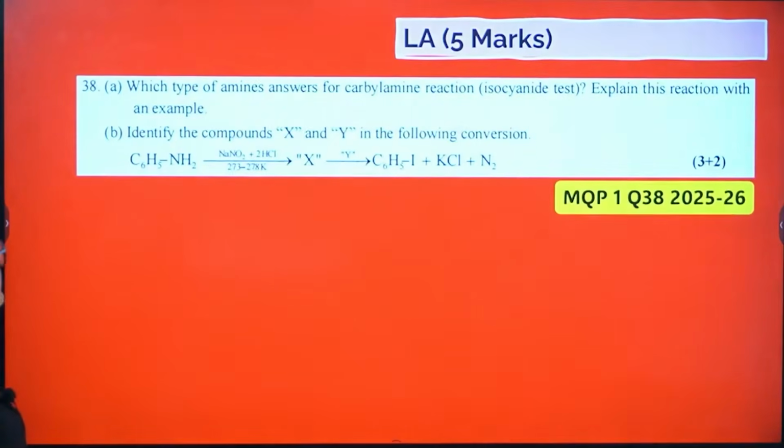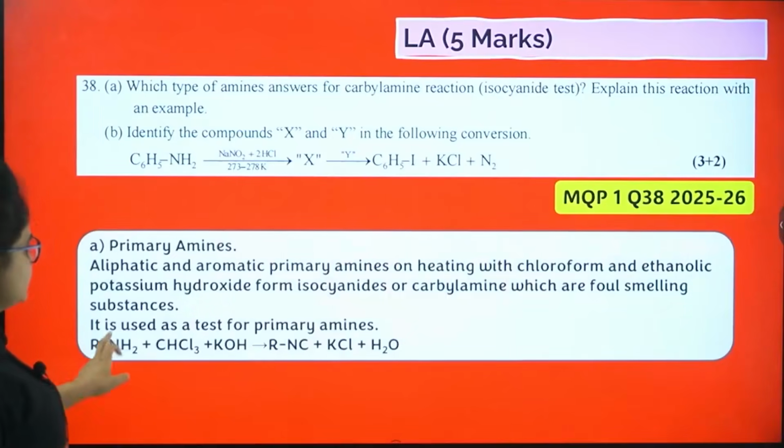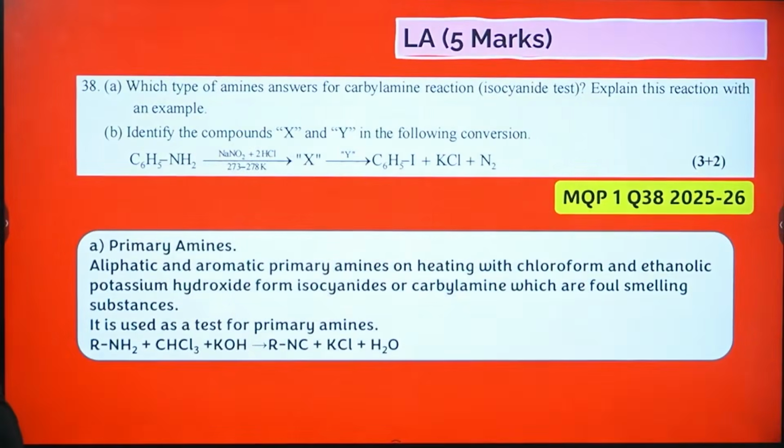So this is a 5 marker question. Which type of amines answer the carbylamine reaction? So definitely, as you know, the primary amine. Reaction with an example. This is the carbylamine reaction. You can see RNH2 with CHCl3. This is the reagent in presence of KOH. It will give you an isocyanide type of compound with a foul smell, right?